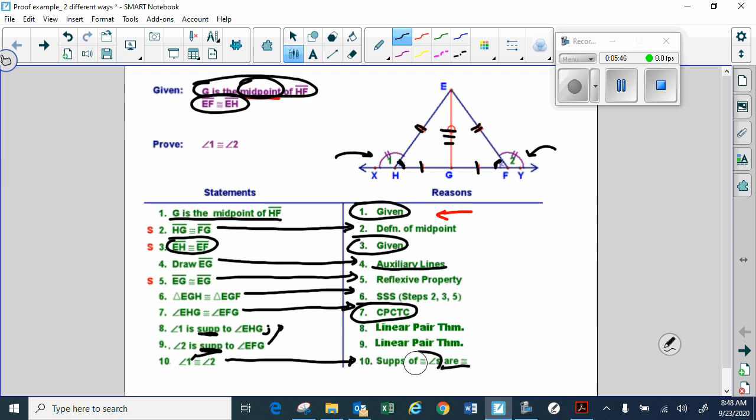Okay, and so now they have proven angle 1 is congruent to angle 2. Remember, your proof, whatever you're trying to prove, is the last step.